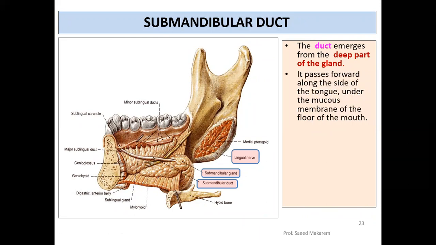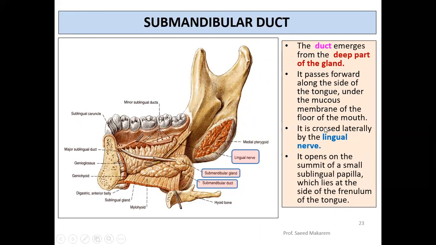It passes forwards along the side of the tongue under the mucous membrane of the floor of the mouth. So it goes under the tongue and beside the tongue. It crosses laterally by the lingual nerve. If you see here, there is a nerve passing through here. So this is the lingual nerve, and it is crossing the lingual nerve.